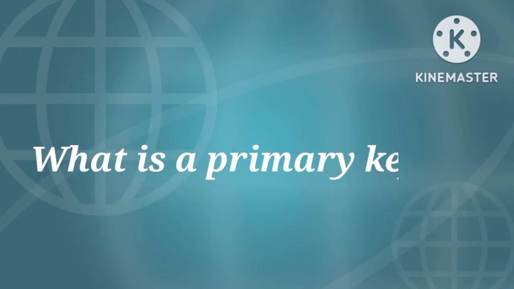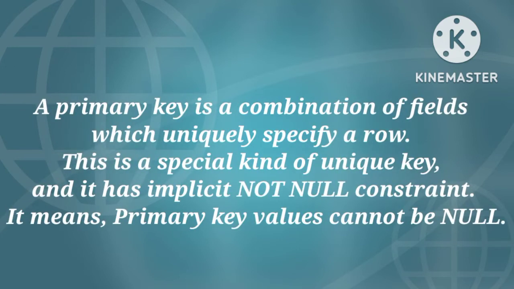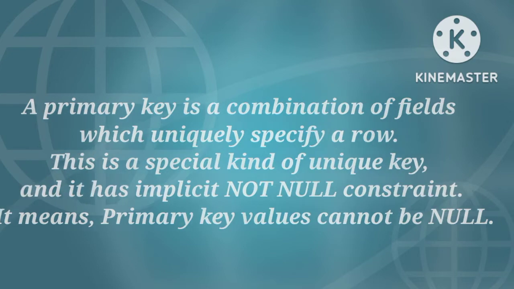What is a primary key? A primary key is a combination of fields which uniquely specify a row. This is a special kind of unique key, and it has an implicit not null constraint. It means primary key values cannot be null.